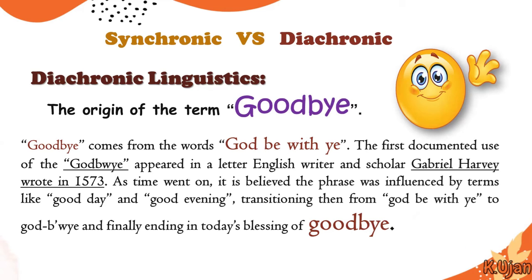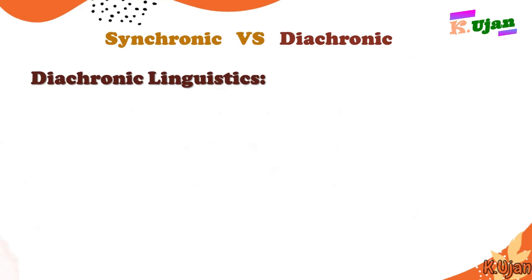So this is actually the historical traces of goodbye, which is known as diachronic linguistics. In olden times, this was the practice that people used to study language through these traces. But Saussure objected, and he said no, language should be studied as it is there today. And this approach is known as synchronic linguistics.